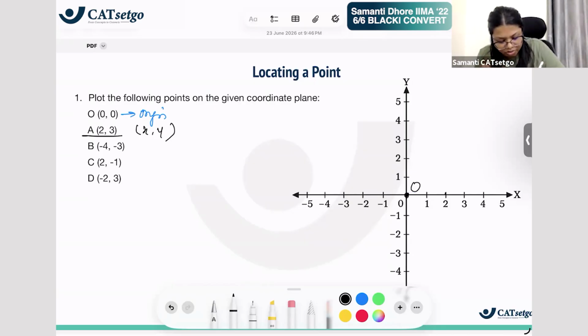This is A. So here, and on the y-axis it is 3. So it will get plotted at the cross of these two. Okay, this way A is (2, 3). This is the point where they both are intersecting.